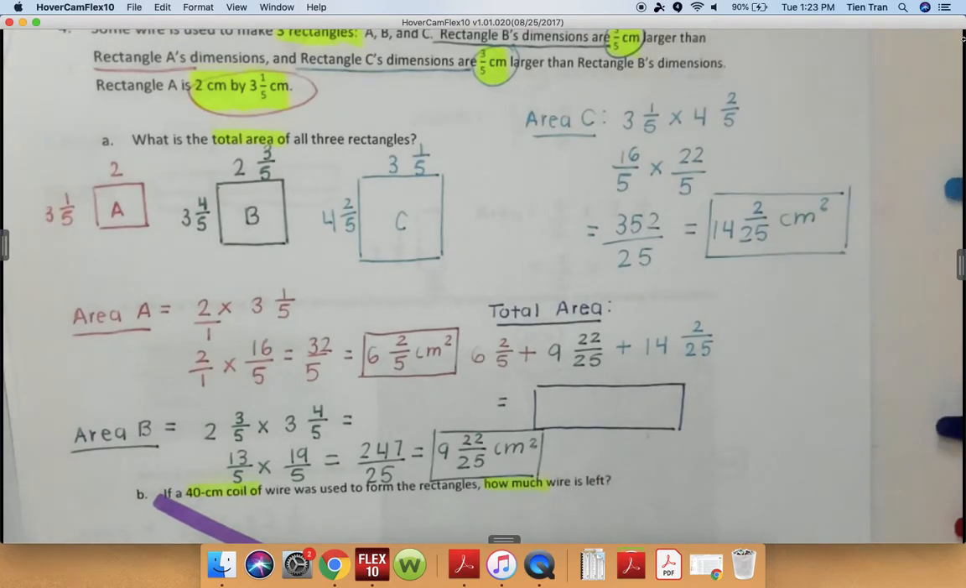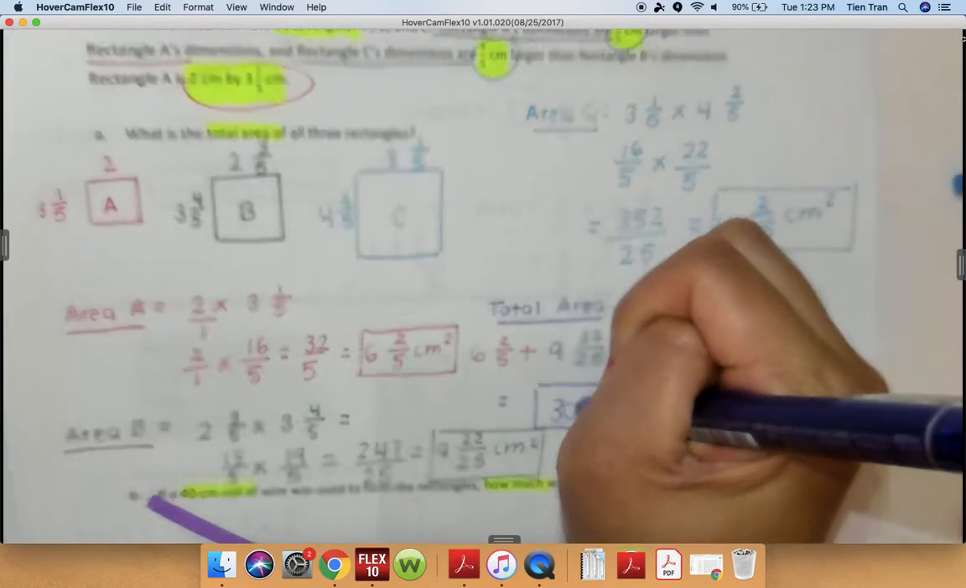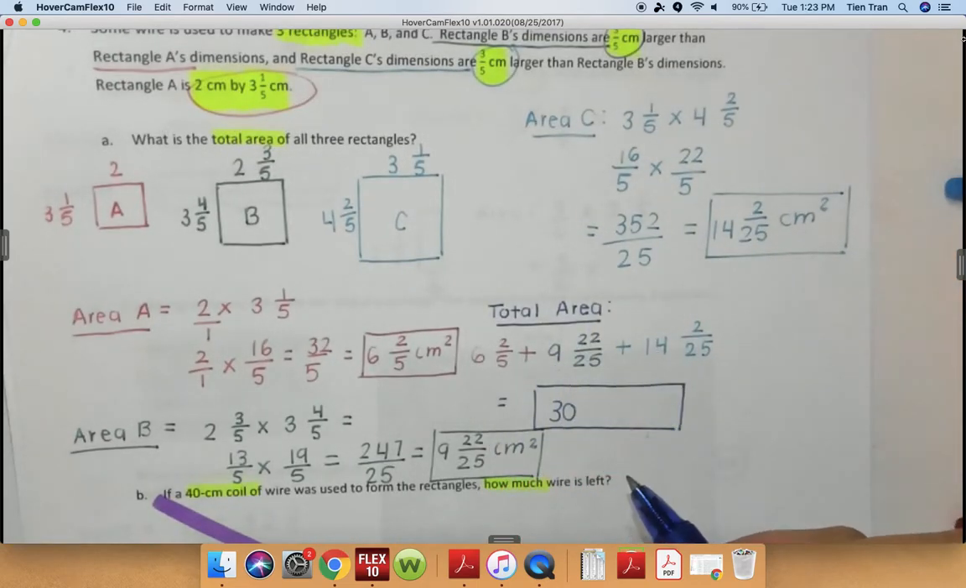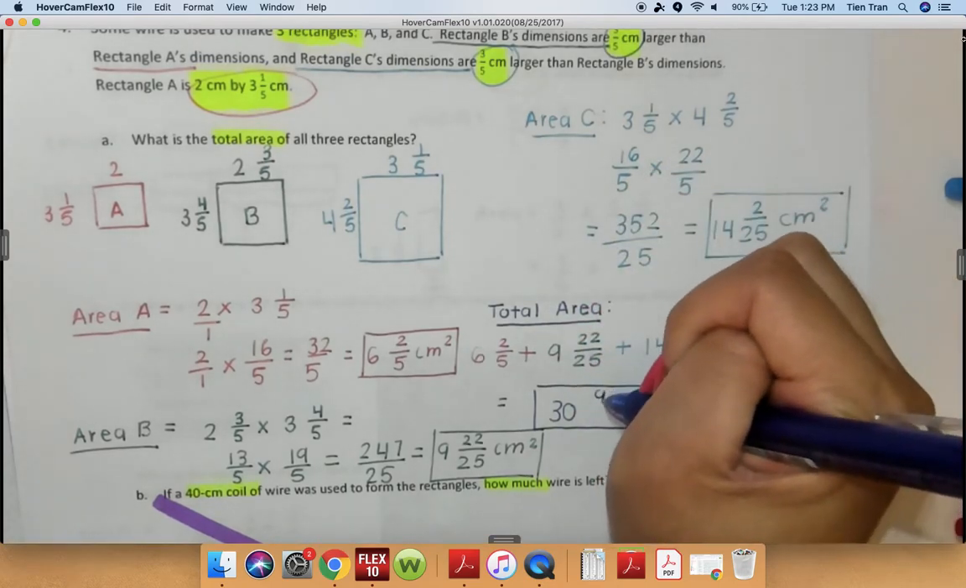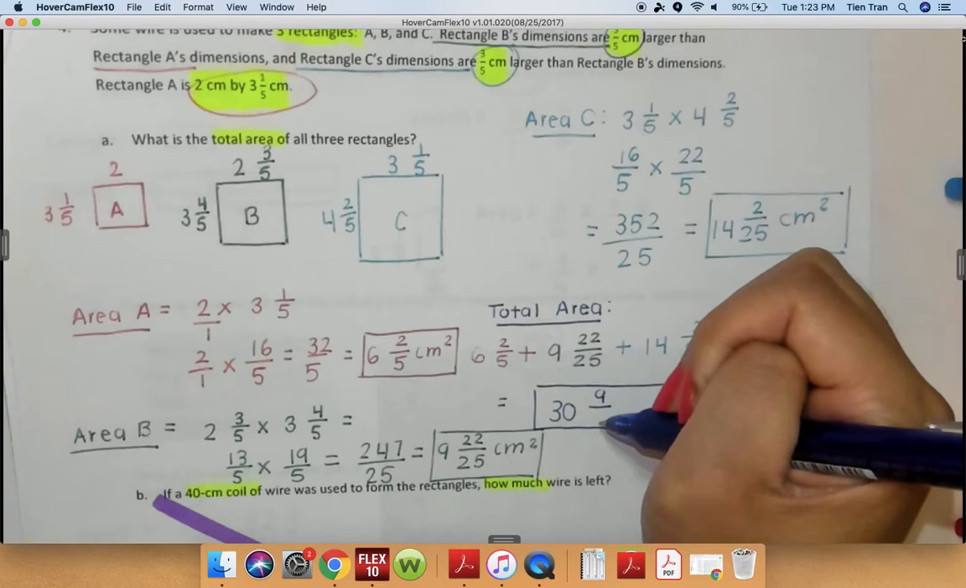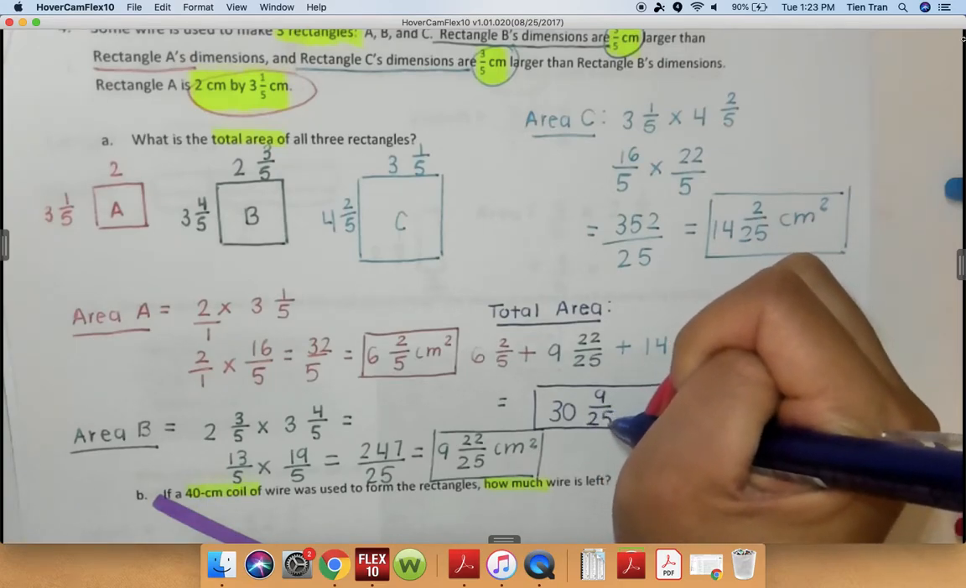So when you add all of those numbers together, you're going to get your final answer. And your final answer is going to be 30. When you add 6 plus 9 plus 14, you're going to get 30. And don't forget your fractions, so you're going to get 9/25 centimeters squared.